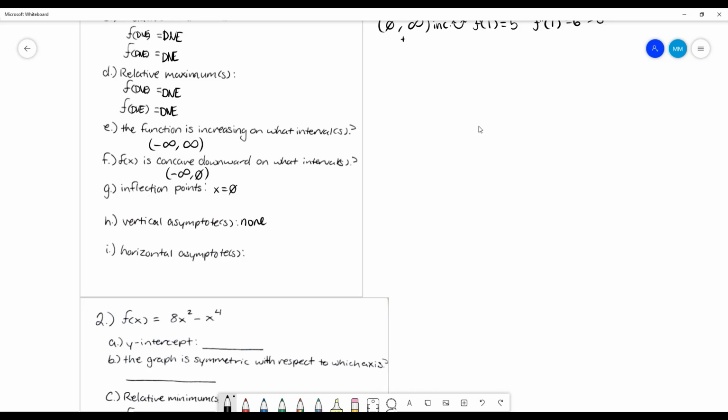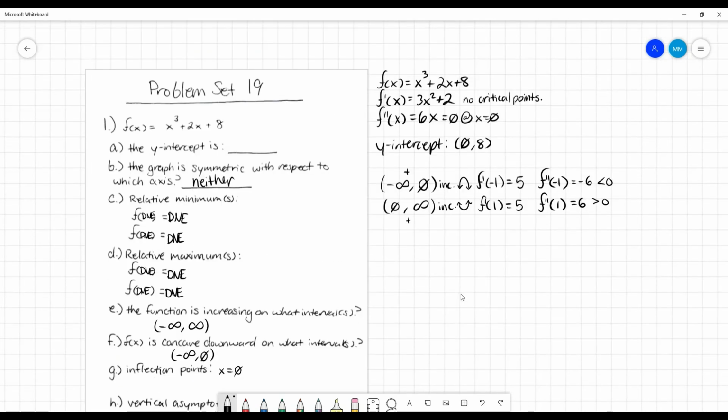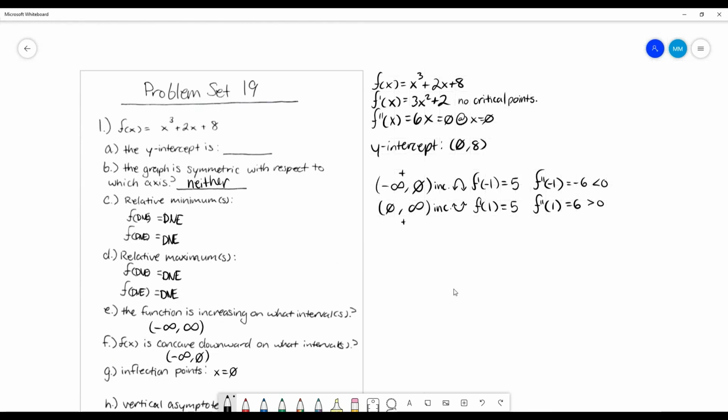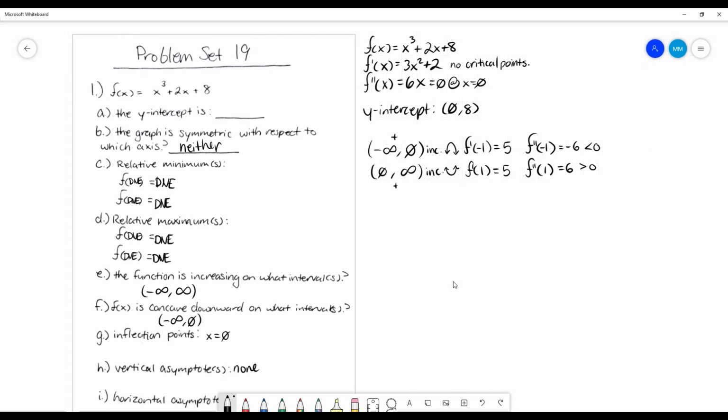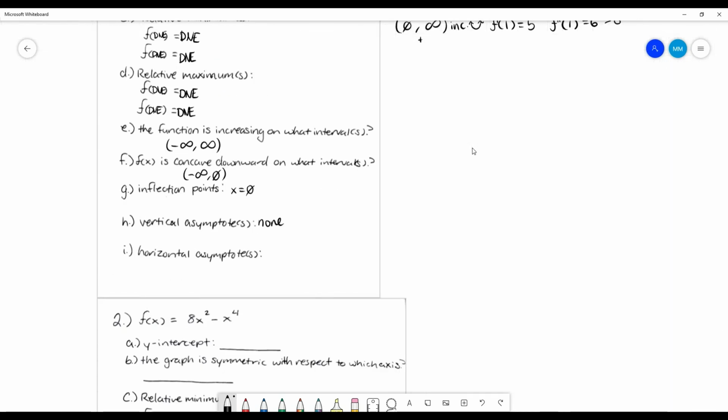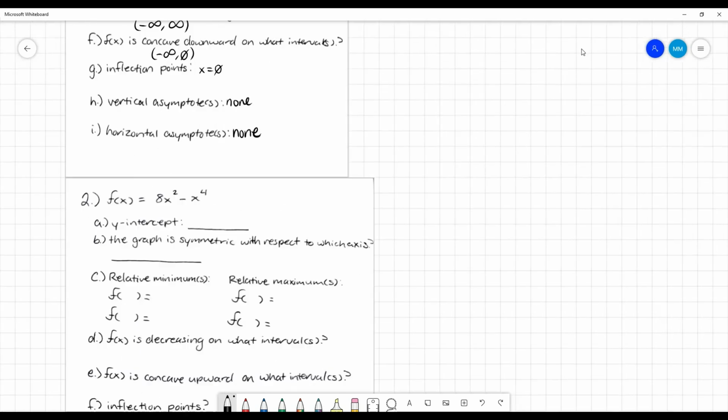Now we're going to check for horizontal asymptotes, which is a similar deal, right? We typically can figure that out with rational functions, but this is just a polynomial with nothing in the bottom. And so we can say that there is no horizontal asymptote. Okay. On to the next one.